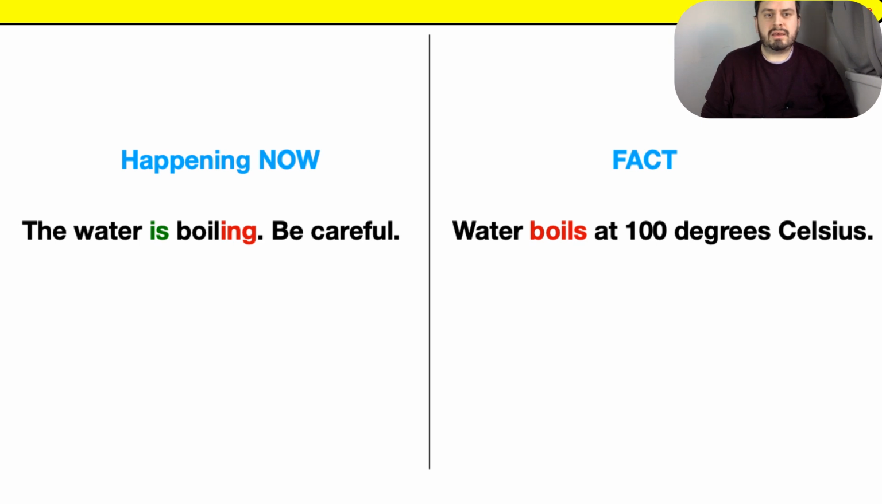Let's look at some other comparisons. Notice on the left is the present continuous and on the right is present simple. We know in present continuous, like I said, we use it to talk about something that's happening around now. So the example here is, the water is boiling, be careful. The water is boiling, be careful, right now. But the present simple is a fact. Water boils at 100 degrees Celsius. It's not boiling now, but it usually boils at 100 degrees Celsius.